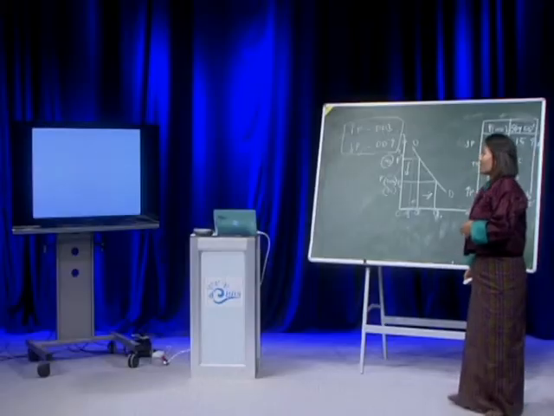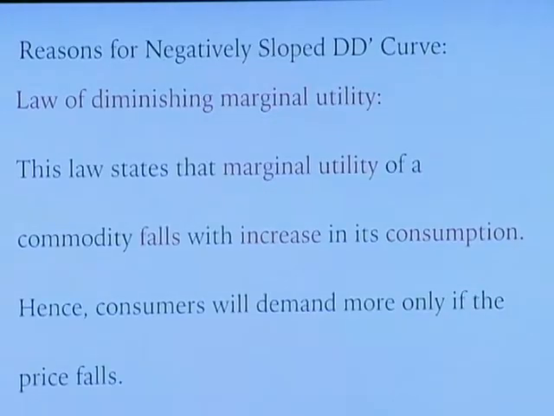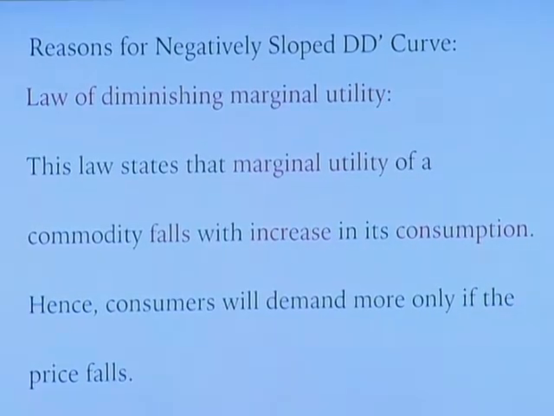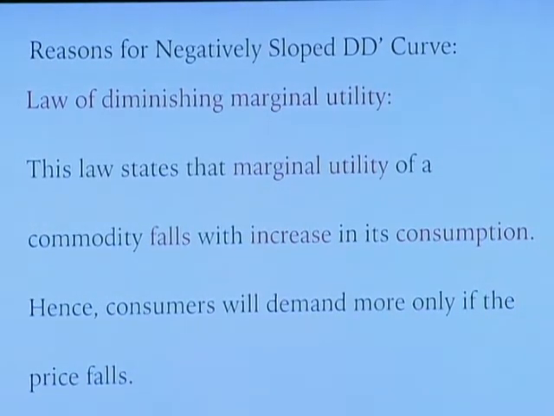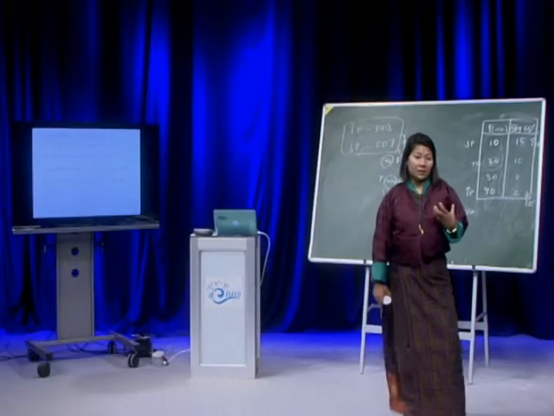All right. The first reason is the law of diminishing marginal utility. The law states that the marginal utility of a commodity falls with increase in its consumption. Hence, consumers will demand more only if the price falls. Now, what do you get of this?